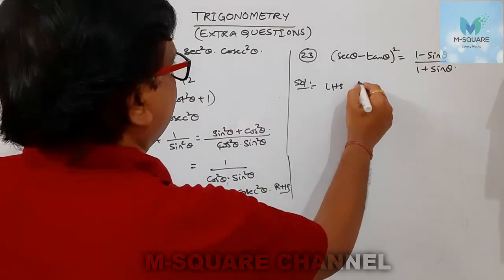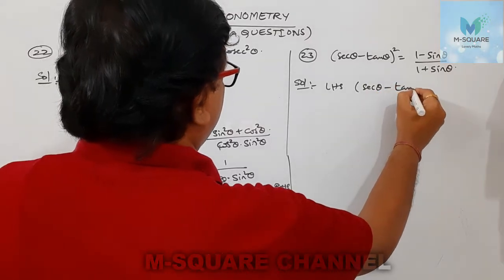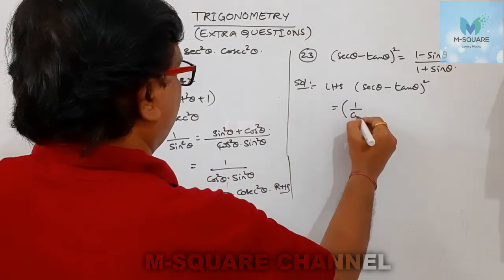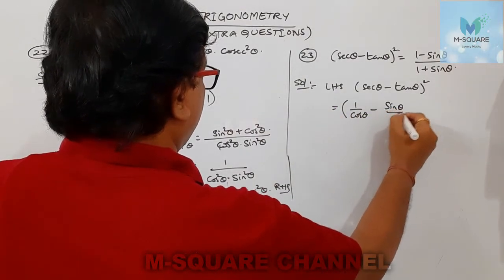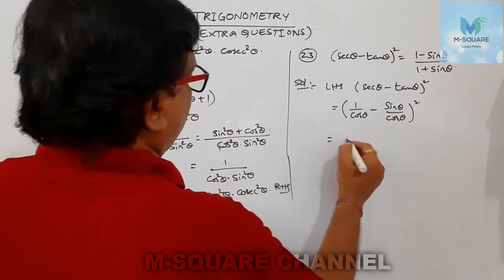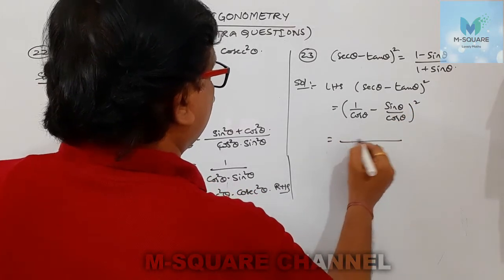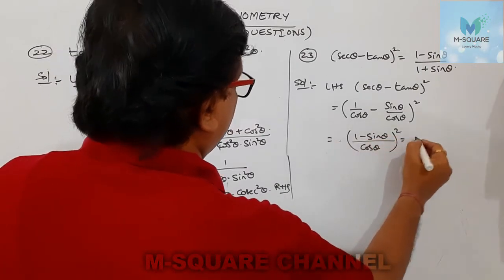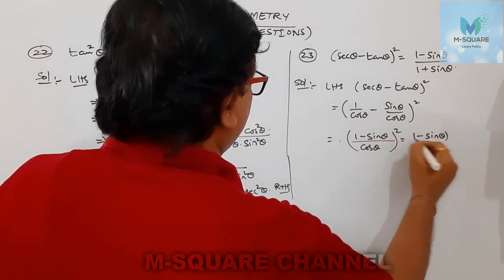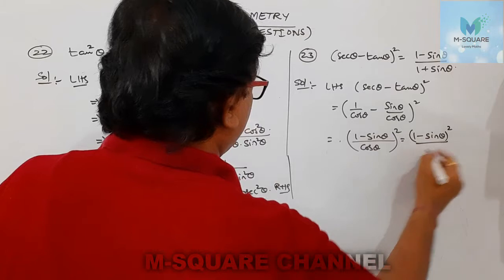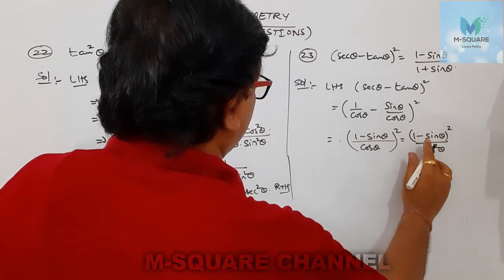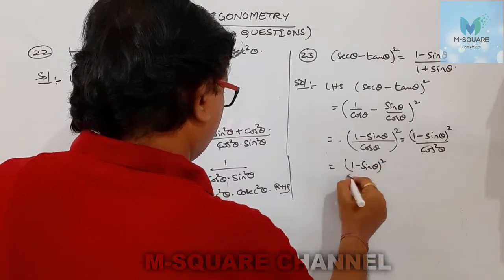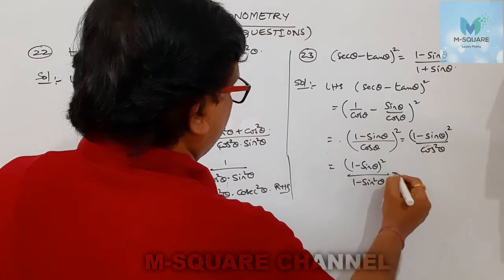And the next one, solution. So the LHS is secant theta minus tan theta whole square. You convert this into 1 by cos theta minus sin by cos theta, whole square. So the LCM is cos theta. So 1 minus sin theta entire, this is the whole square, by cos square theta. Cos square theta means 1 minus sin square theta. So 1 minus sin theta whole square by 1 minus sin square theta.